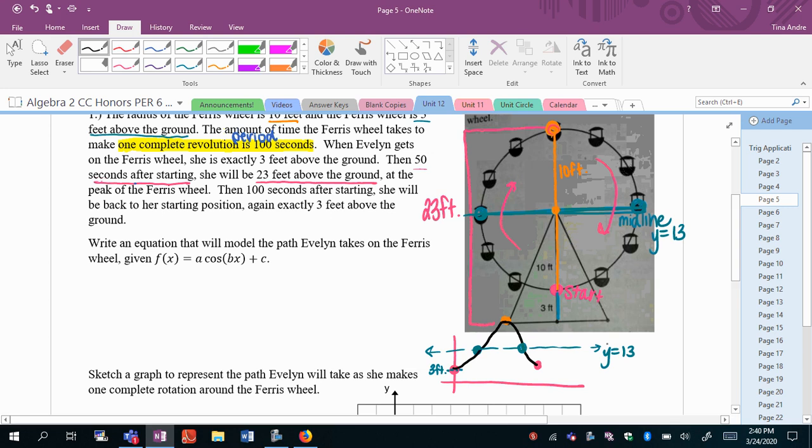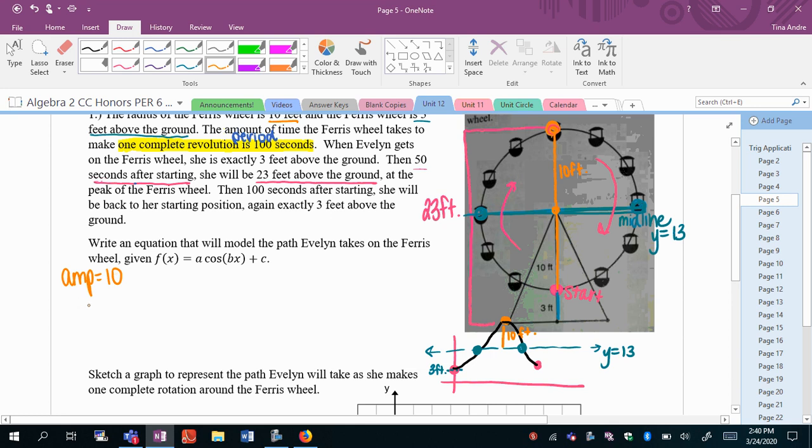Now let's actually go and write the equation. So the A value, well, our amplitude here, think about from the midline to the highest point. The midline to this highest point is 10, or the midline to the lowest point is a distance of 10. So my amplitude is going to be 10, which happens to be the radius of the circle.